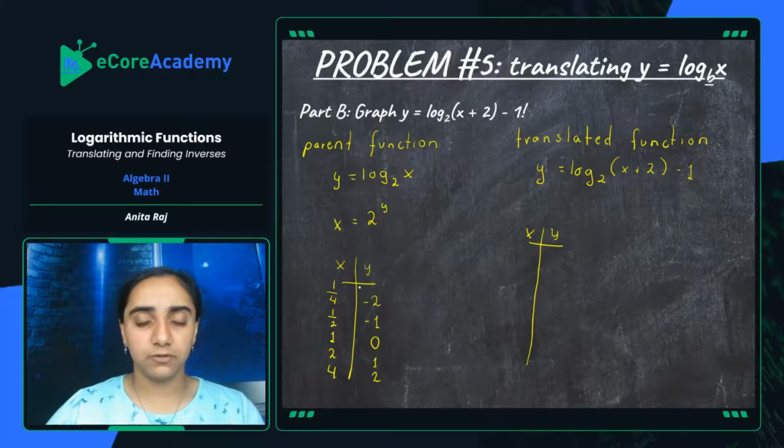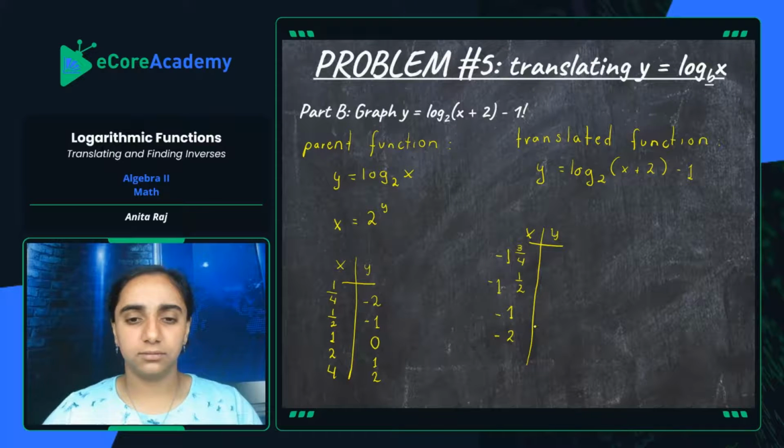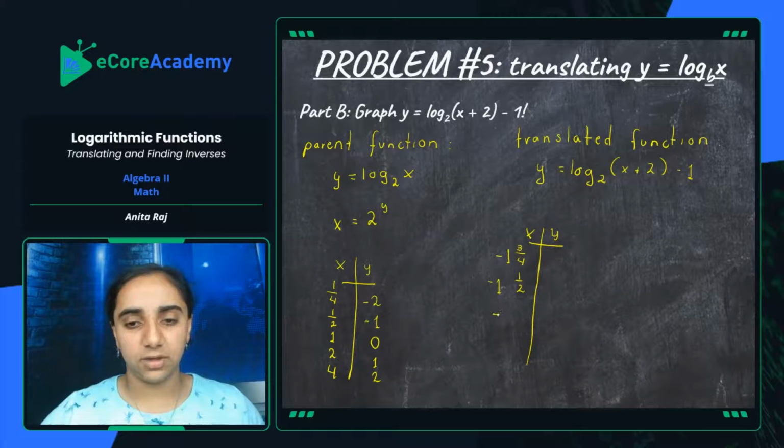So if we start, 1/4 minus 2 is equal to negative 1 and 3/4, mixed number. 1/2 minus 2 is equal to negative 1 and 1/2. 1 minus 2 is negative 1. 0 minus 2 is negative 2... so 1 minus 2 is equal to negative 1. 2 minus 2 is equal to 0, and 4 minus 2 is equal to 2.